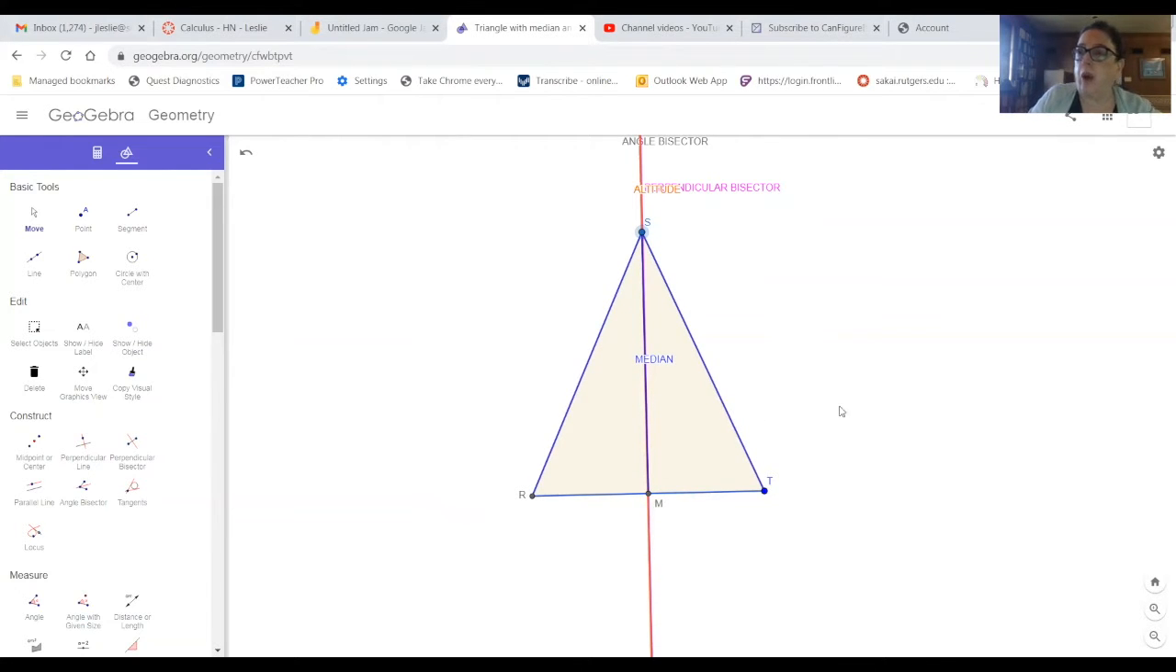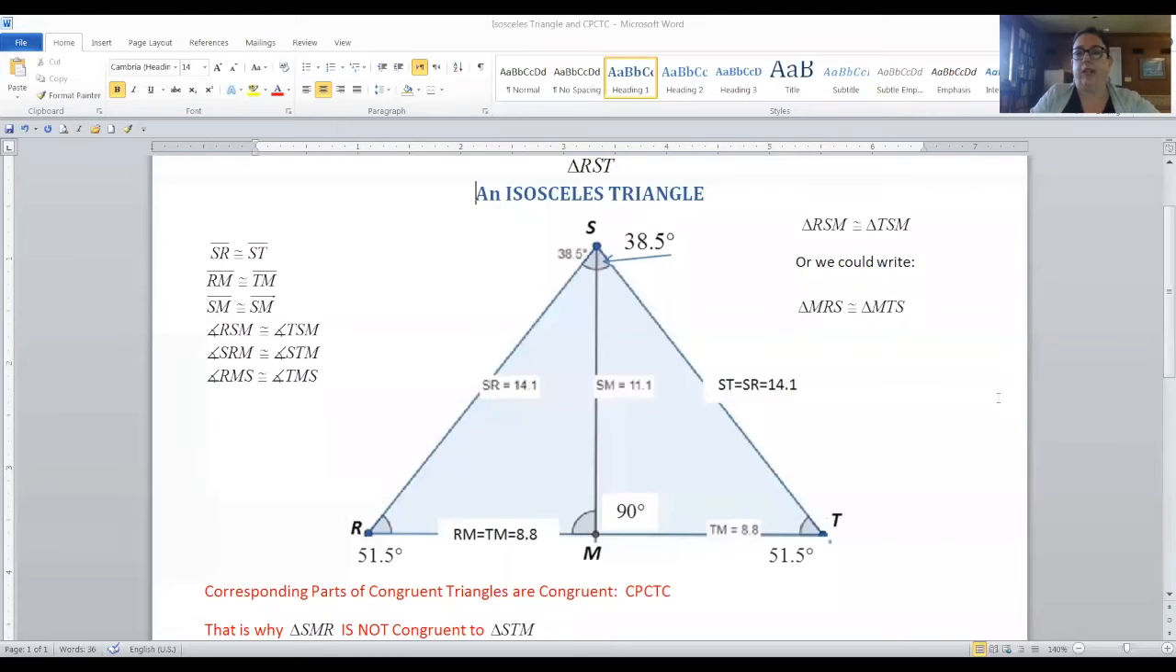Suddenly, all those lines merge, and the median, which intersects the midpoint, the altitude, which is perpendicular, and the angle bisector, which bisects angle S up here into two congruent angles, are all the same. That produces congruent triangles.